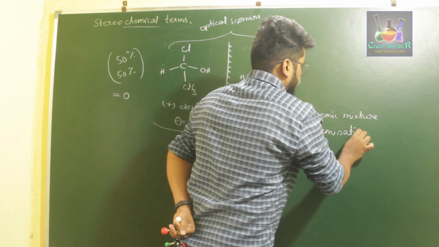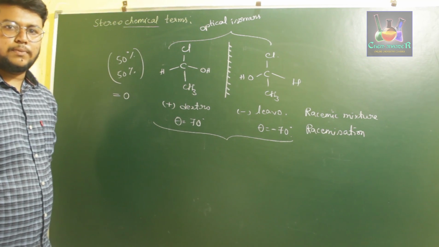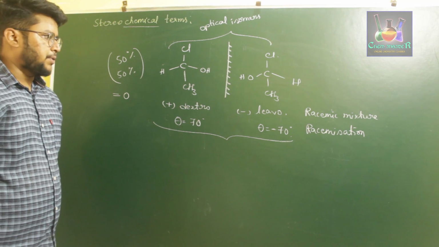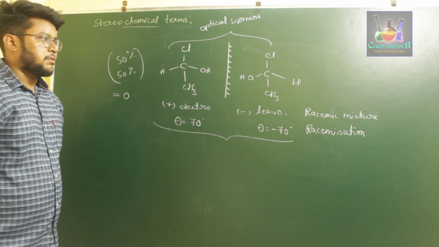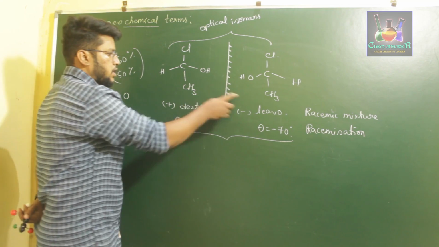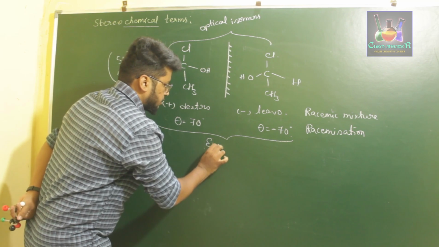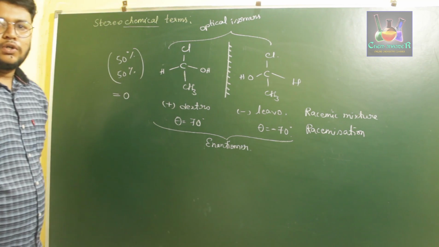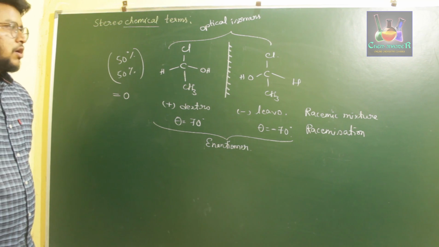So racemization is a process in which we mix equal concentrations of the D and L isomers of an optically active compound. If you mix the D and L isomers of an optically active compound in equal ratio, then the compound you get is called the racemic mixture, and the phenomenon is called racemization. And these two optically active isomers are in general called enantiomers. Enantiomers are nothing but the two optically active isomers of a given compound.